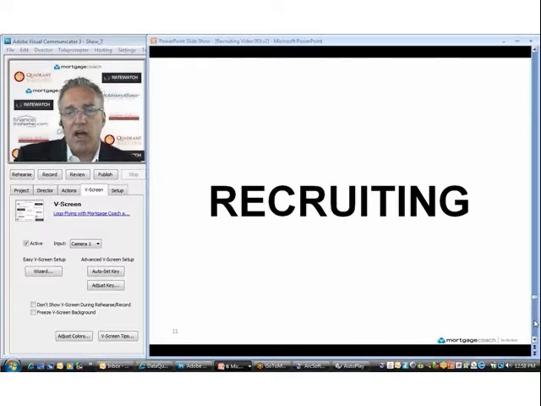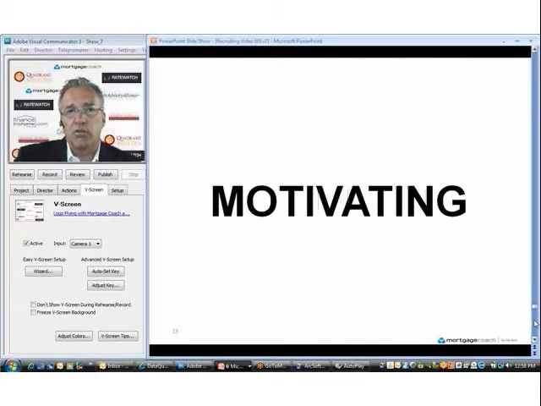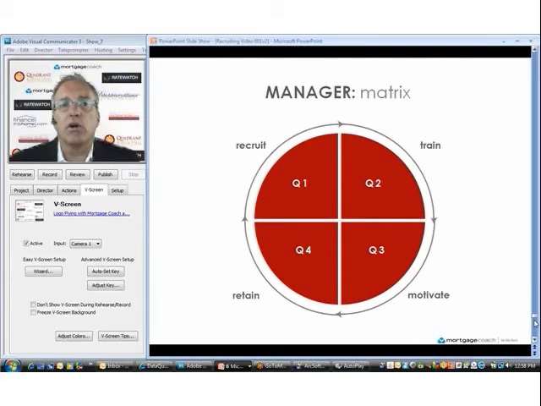A company's manager has four quadrants. Q1 is recruiting, Q2 is training, Q3 is motivating, and Q4 is retaining. When you're a manager, that's your world. You need to ask yourself, how well am I doing in all aspects of these four quadrants with my team right now? Am I constantly recruiting, or do I do it when things get lean or my back is against the wall, then recruit some people in, and back off? What am I doing to train and develop my staff? What am I doing to motivate my staff? What am I doing to retain them?